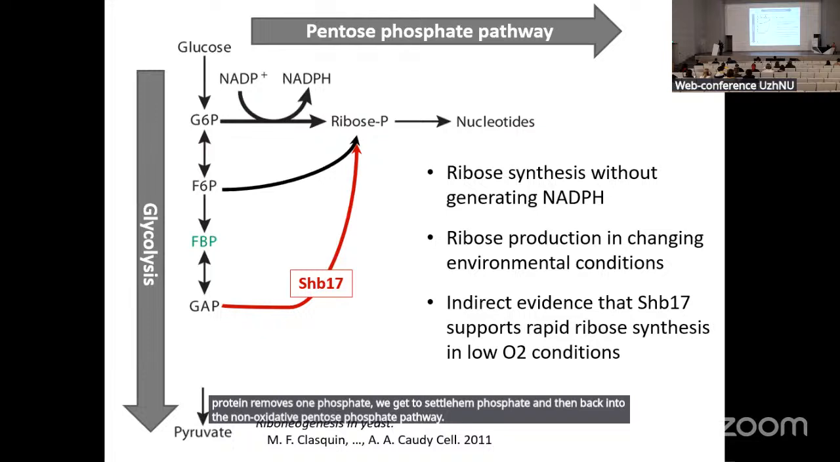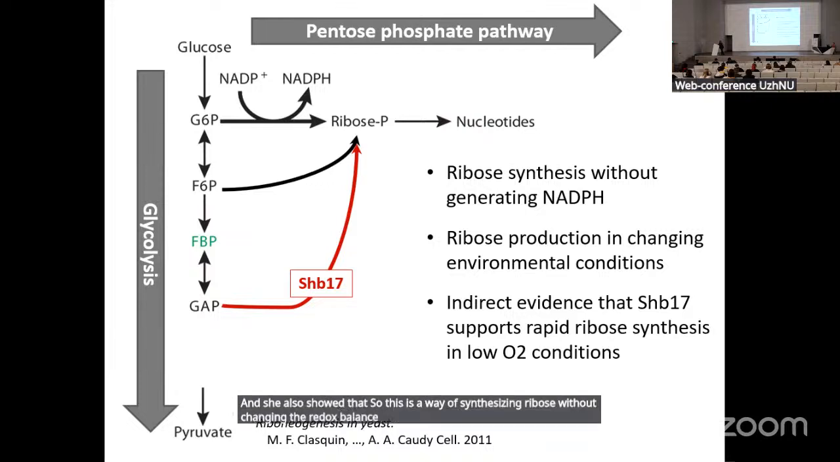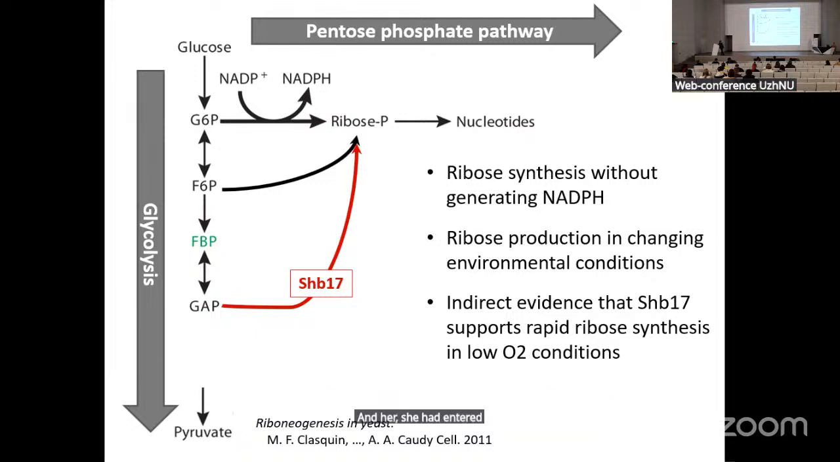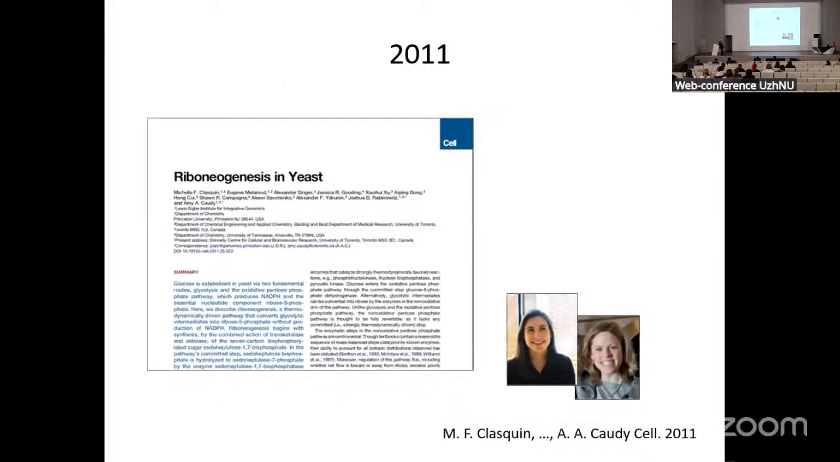And she also showed that this is a way of synthesizing ribose without changing the redox balance in the cell. She had indirect evidence that SHB17 allows for rapid ribose production in low oxygen environments. And so this changed how we understand ribose production in fungi. And in 2011, this nice paper came out.